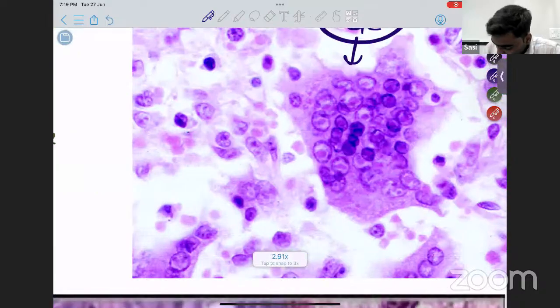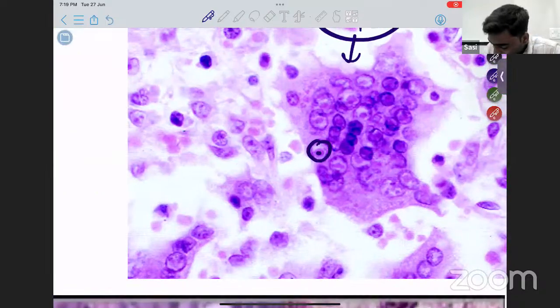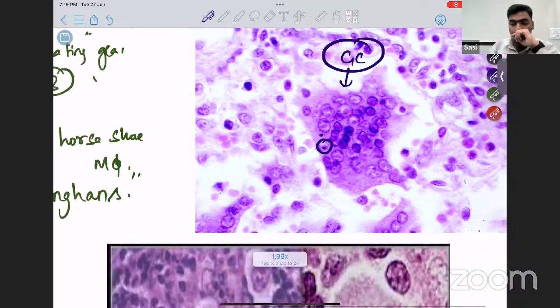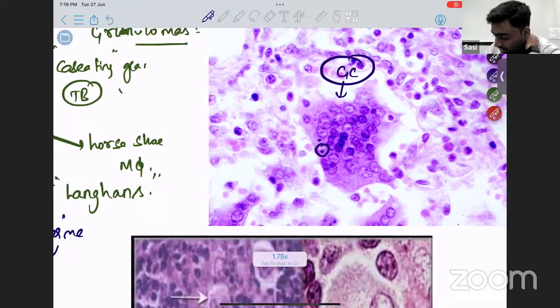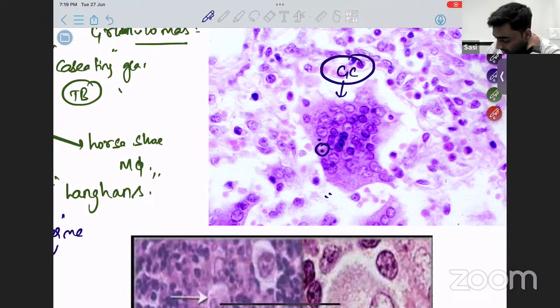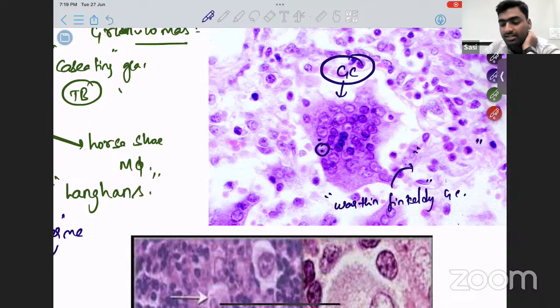If you see this type of giant cells, which will be having both intranuclear and intracytoplasmic accumulations, and it will be arranged like a wreath, what is the name of this one? It is known as the Warthin-Finkeldey giant cells. In which disease will you see these Warthin-Finkeldey giant cells? Yeah, correct. It will be seen in a case of measles.